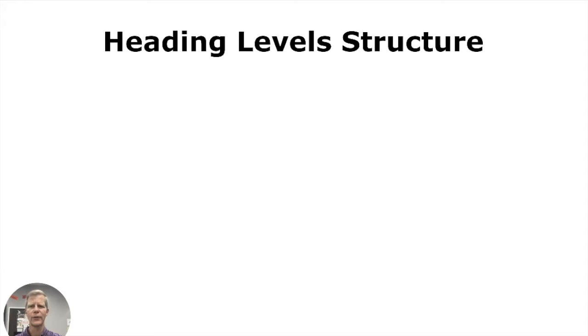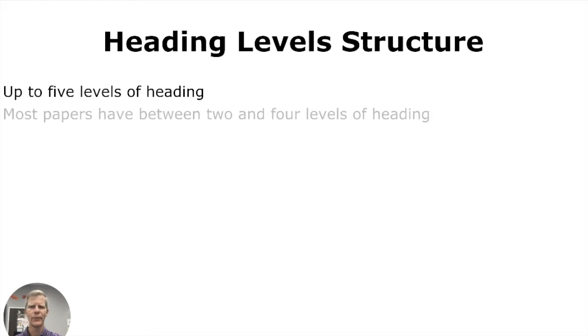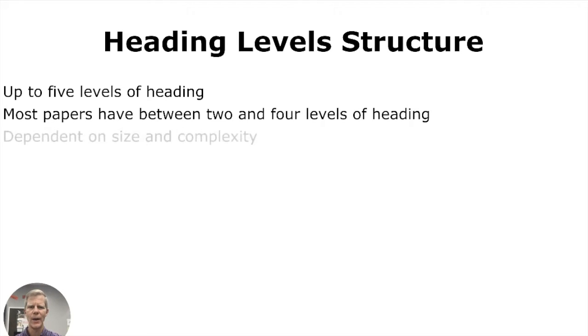In terms of the structures required by APA for the heading levels, there are up to 5 levels of heading. It is pretty rare that you'll actually use a level 5 heading. Most papers typically have between 2 and 4 levels of heading. You might be wondering how you know about how many levels of heading are required. Really, this is dependent on the size and also the complexity of your paper. A more lengthy writing or a more complex paper will require greater levels of heading.